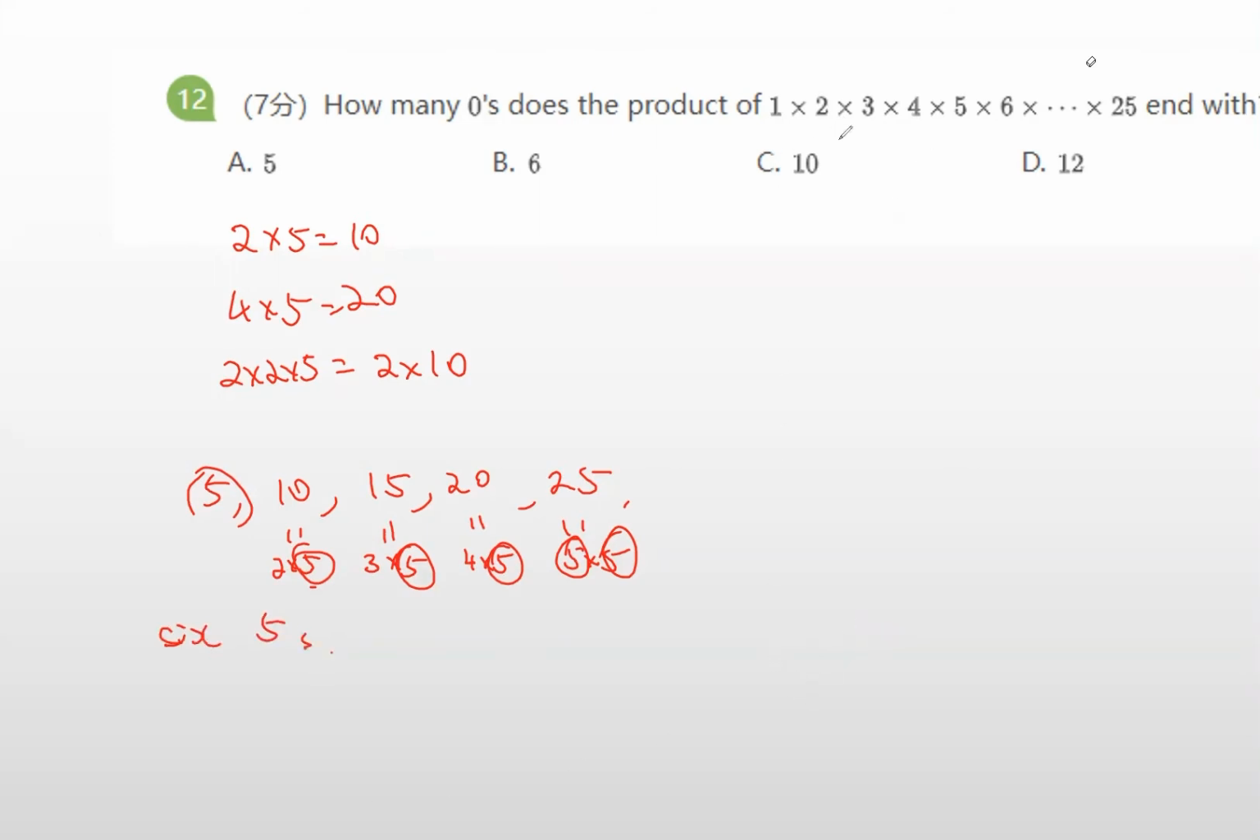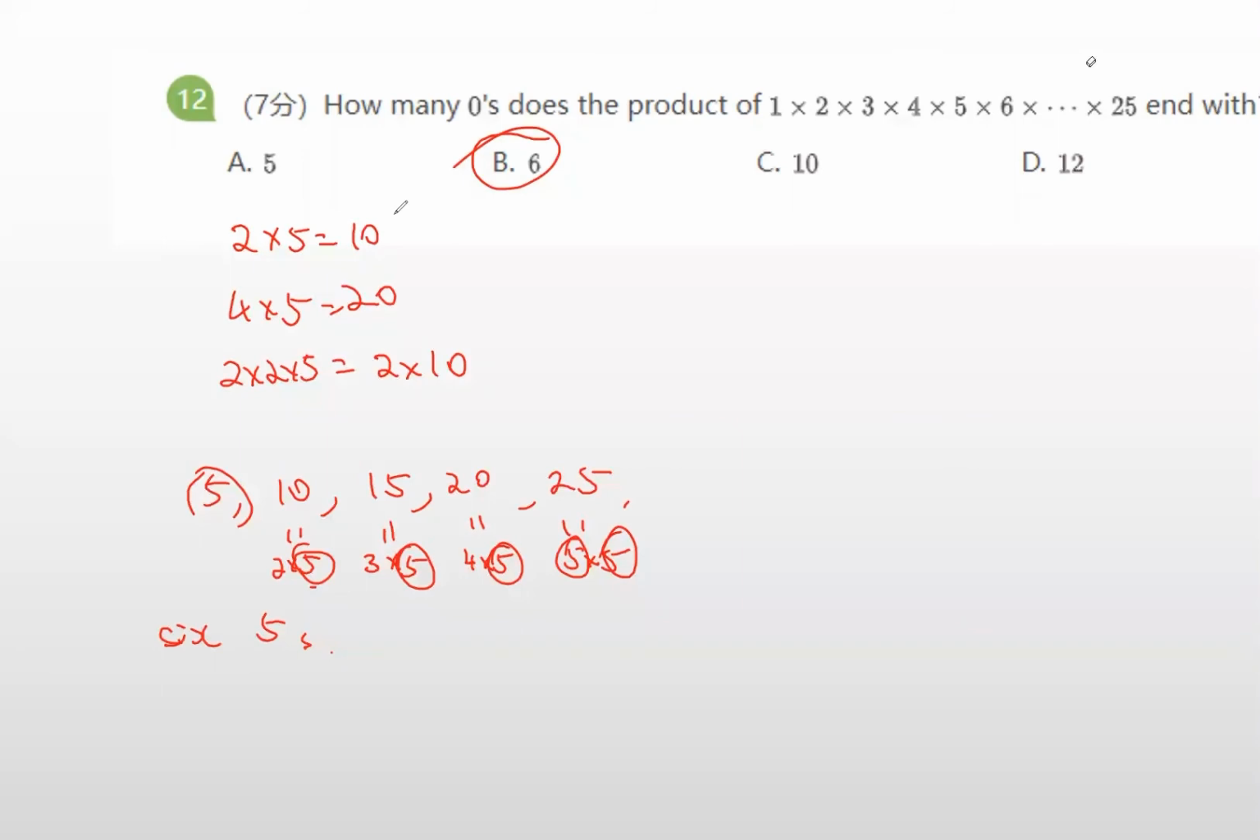And there are definitely more than 6 twos because how many even numbers are there? There are more than 12 even numbers, right? There are 12 even numbers here, so that's at least 12 twos. There are definitely more than 12 twos because 4 can be 2 times 2. So there are many twos, only 6 fives. Therefore, the maximum number of zeros we can have is just 6.